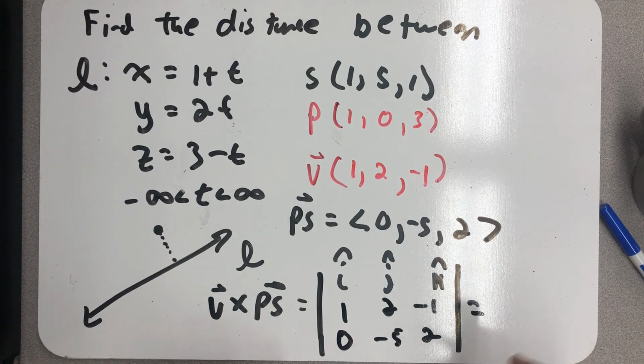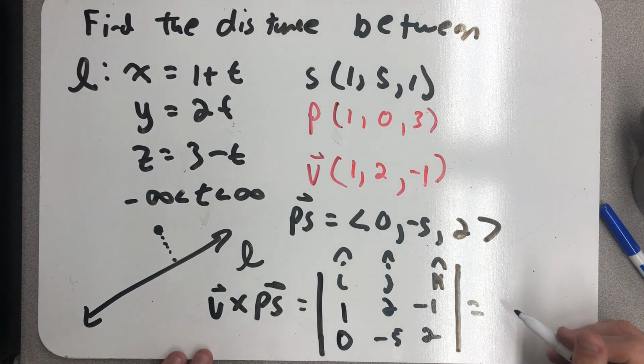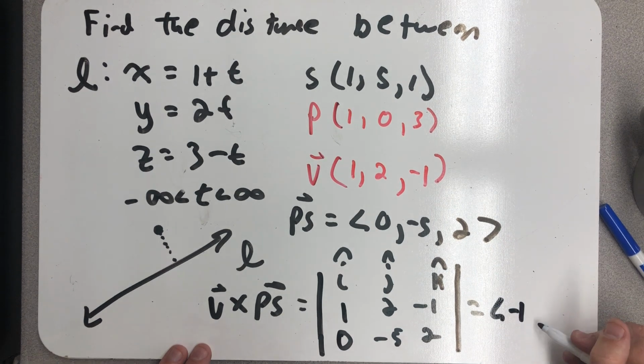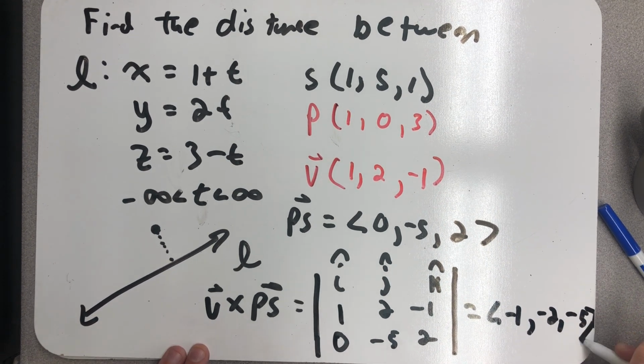And you can pause the video here and evaluate this cross product. I'll give you a second to do that, and then I'm going to write down what the answer is. All right, so we have (minus 1, minus 2, and minus 5). There is my vector V cross PS. I need to know the magnitude of that vector and the magnitude of V.